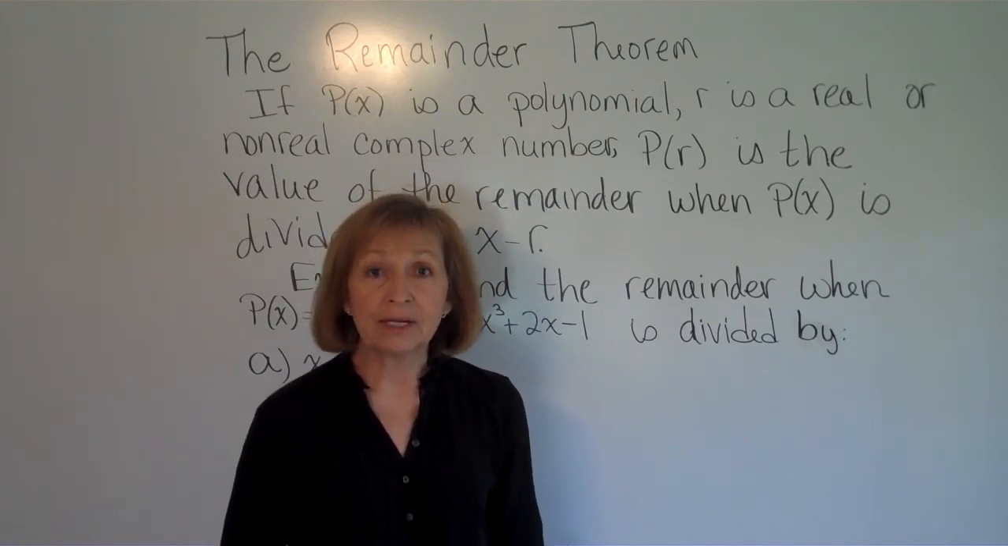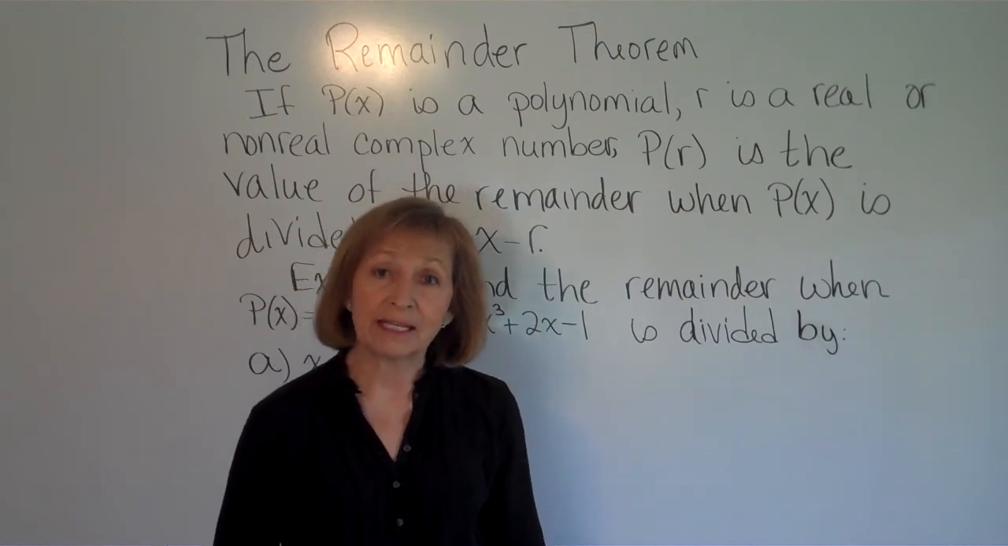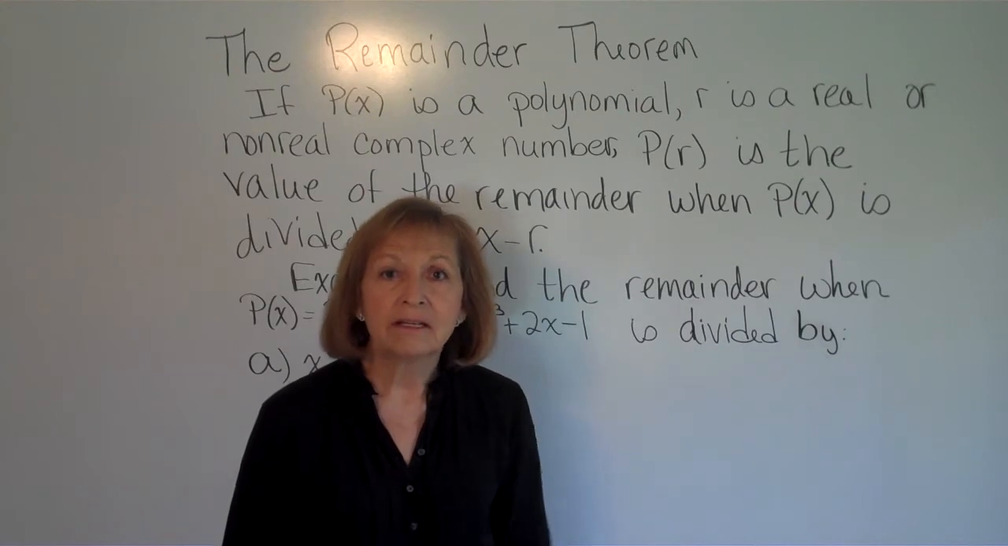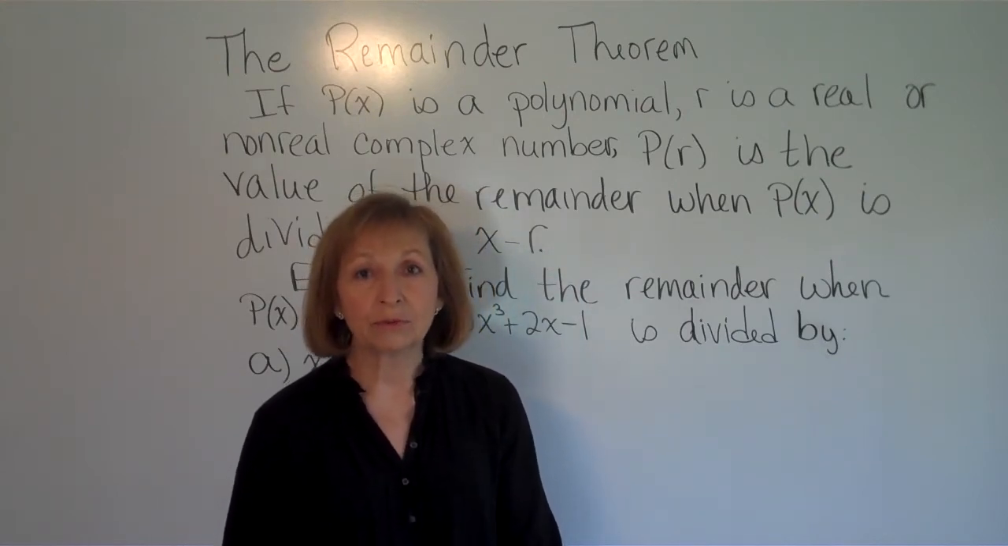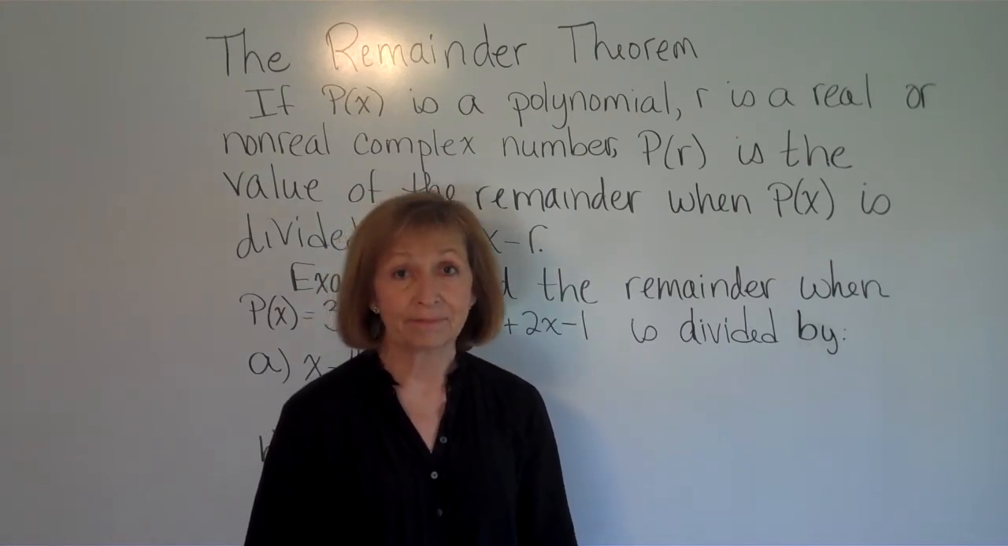All I need to do is take that value that is being subtracted from the x in the divisor and run it through the x's of the polynomial. The value I get out from that is the same as what the remainder would be if I did the long division or I did synthetic division.